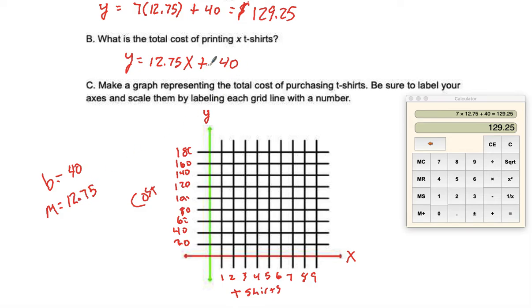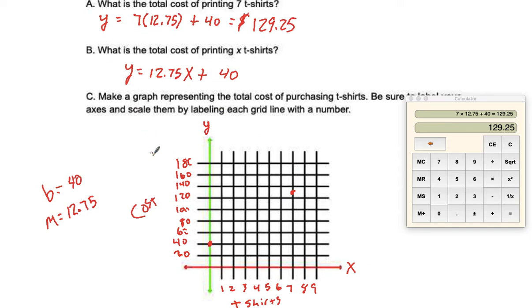But the y-intercept of 40 is very helpful for me because that tells me where my line has to start on the graph. It has to start right there. Okay? And then the price goes up from that point. Once you start adding in t-shirts, you have to pay more money. And I know that 7 t-shirts costs $129.25, which is right about in there somewhere.